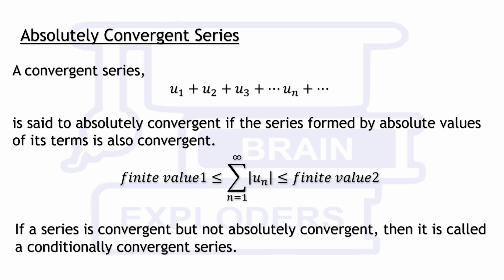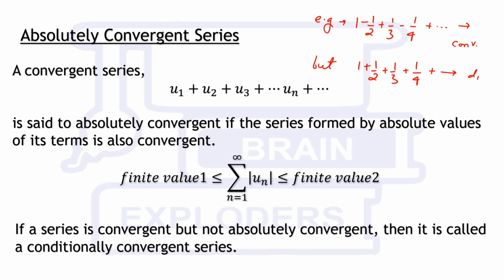For example, 1 minus 1 by 2 plus 1 by 3 minus 1 by 4 and so on up to infinity is a convergent series, but 1 plus 1 by 2 plus 1 by 3 plus 1 by 4, the series formed by the absolute values of the above given series, is divergent. It means the above series is a conditionally convergent series.